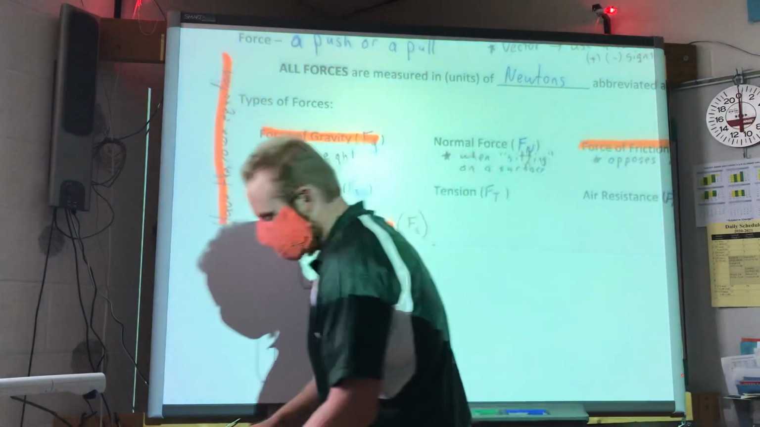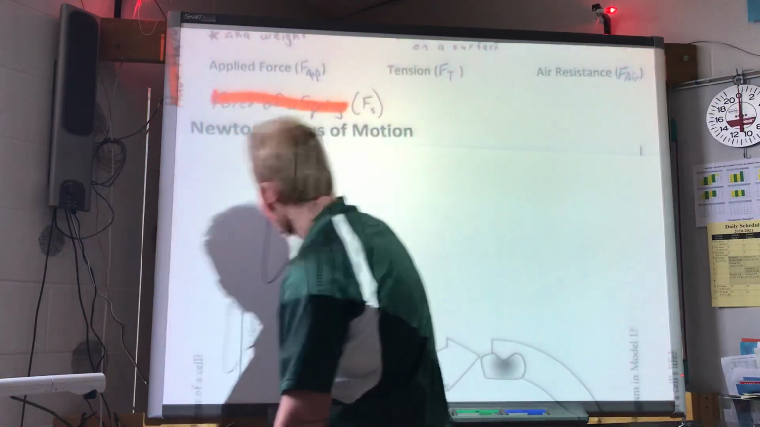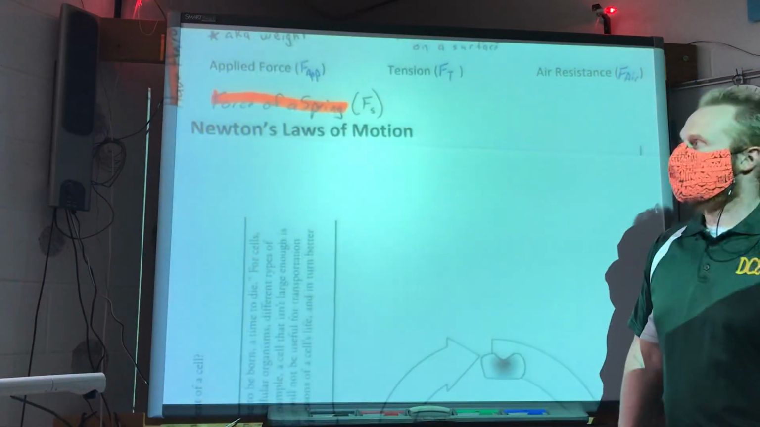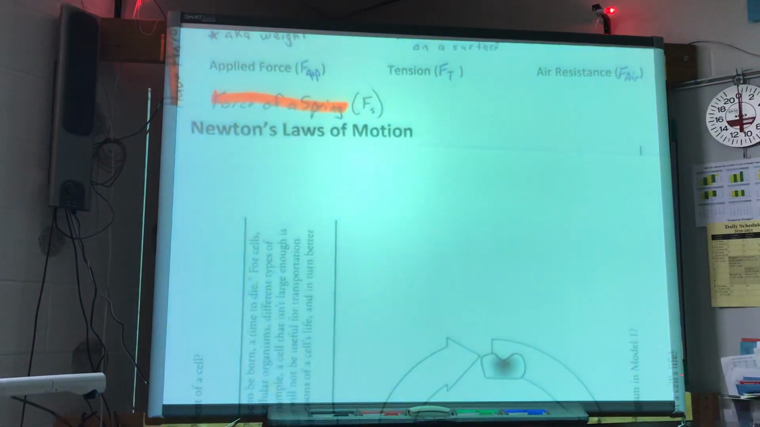So Newton's laws of motion, since we're talking about Newton, everything is labeled after him. We should talk about Newton because he's what a lot of this unit revolves around. Sir Isaac Newton, 1600s, I think it was. 1643 he was born. He was a scientist and mathematician. He was going to school, I think it was during the time of the Black Plague, when they shut down the universities.